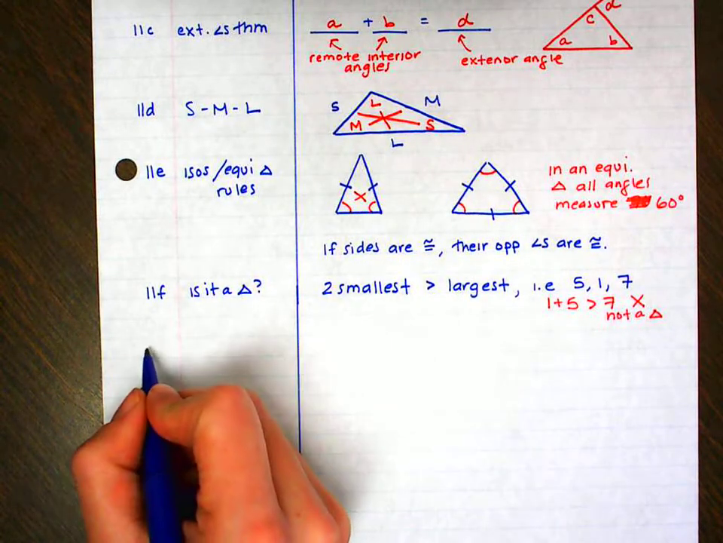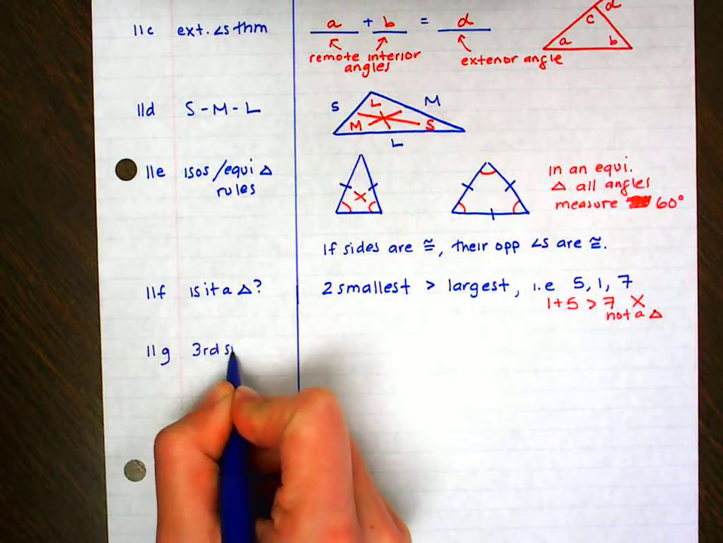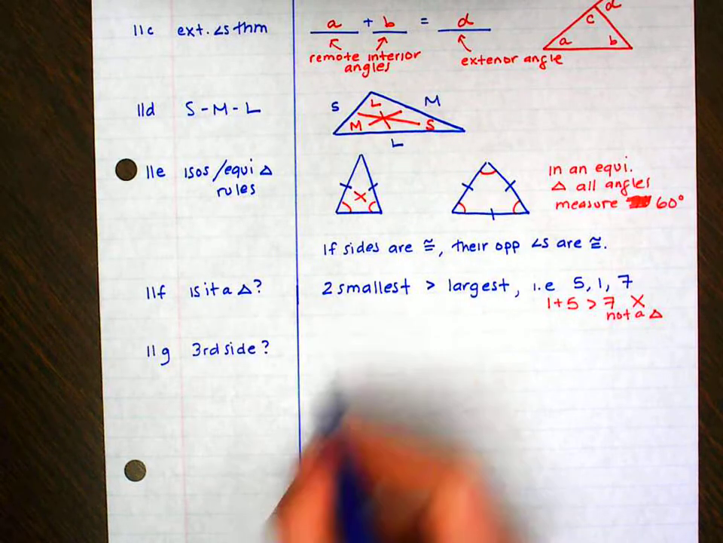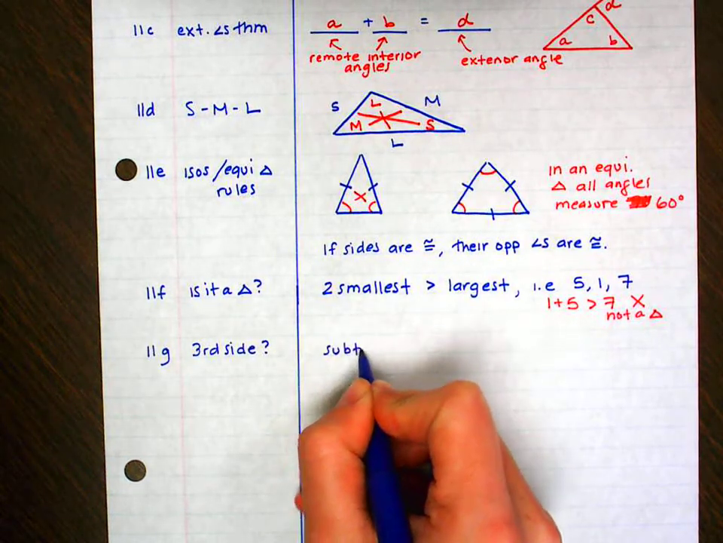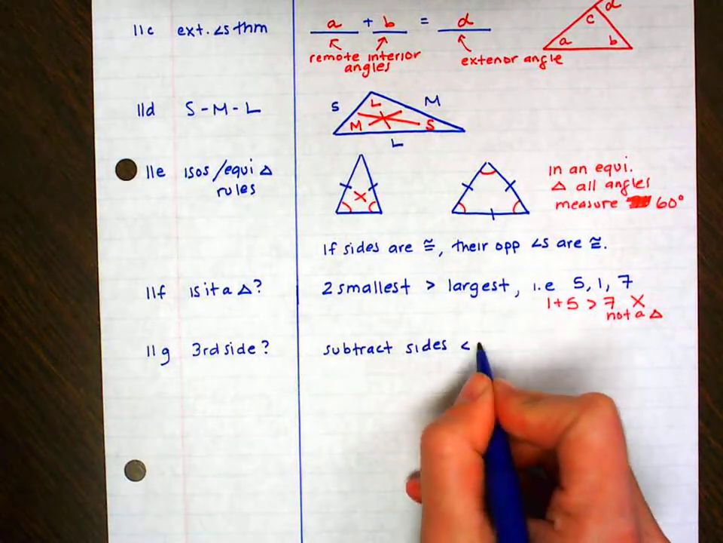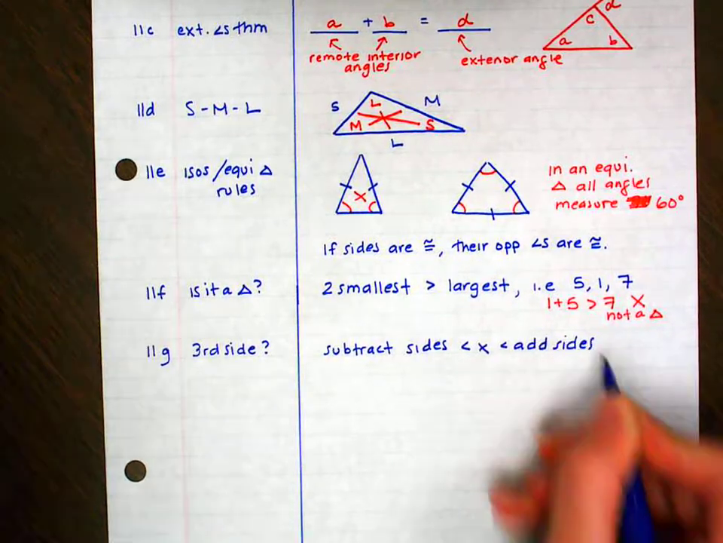Now I have 11G. If I have a problem asking for the possible lengths of the third side, I subtract the two sides that I'm given, and I add the two sides that I'm given. And the third side has to be somewhere in between those two.